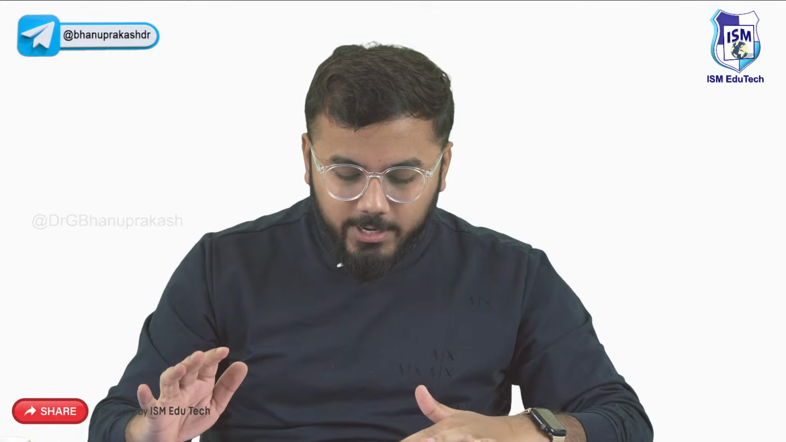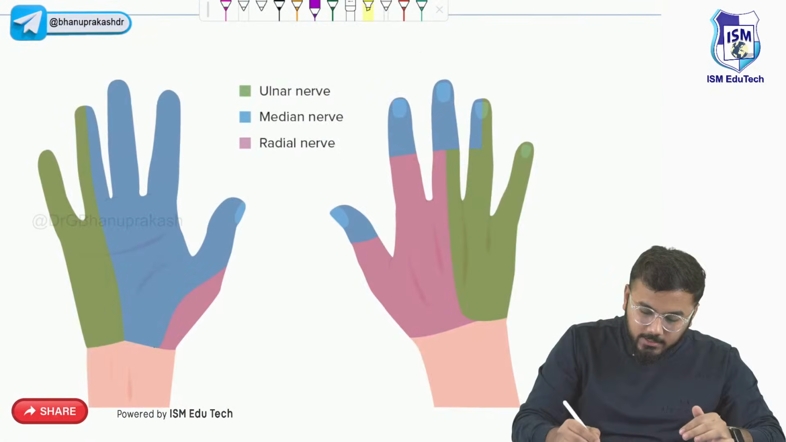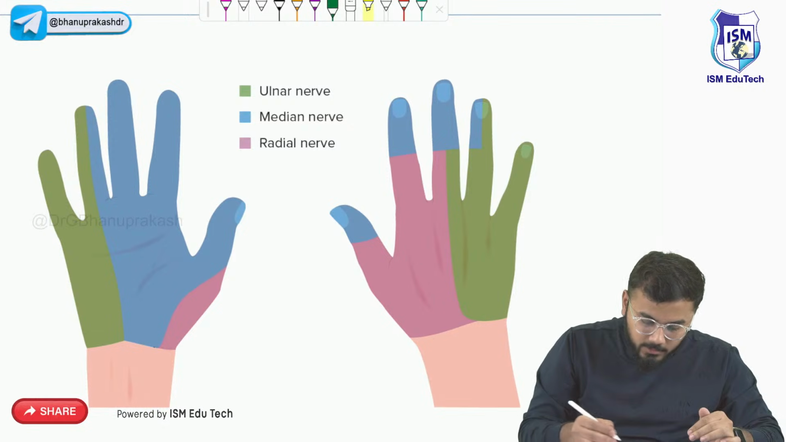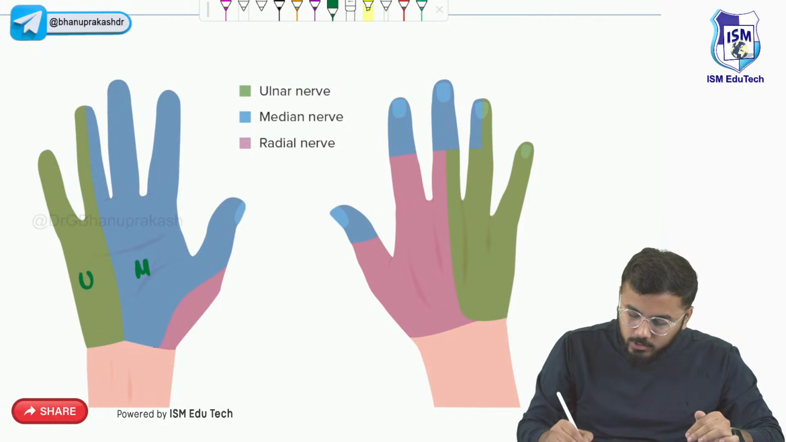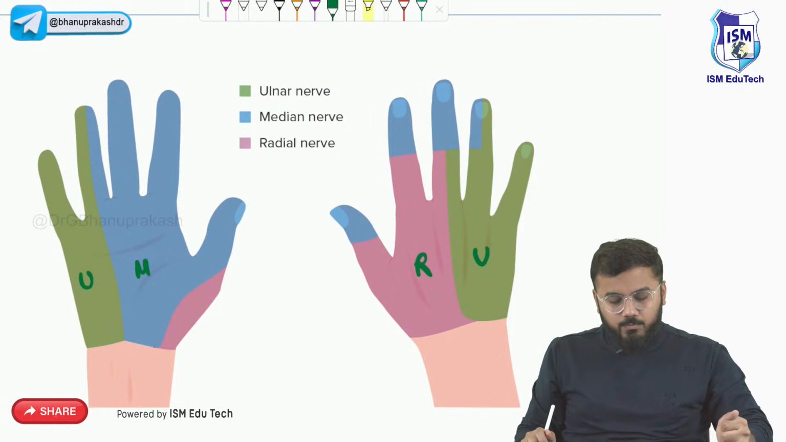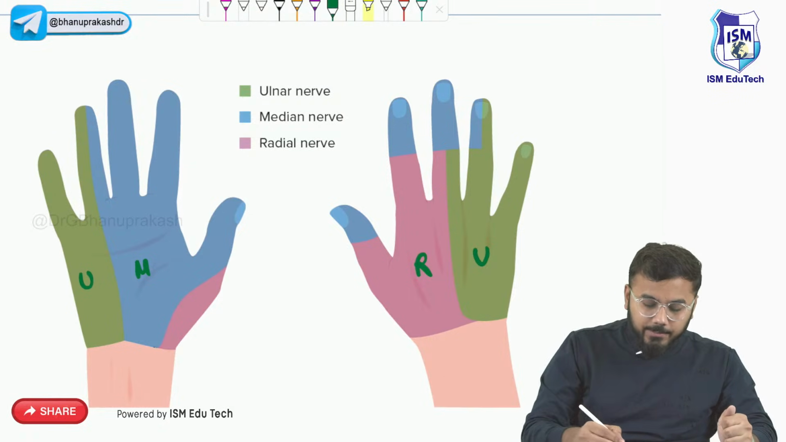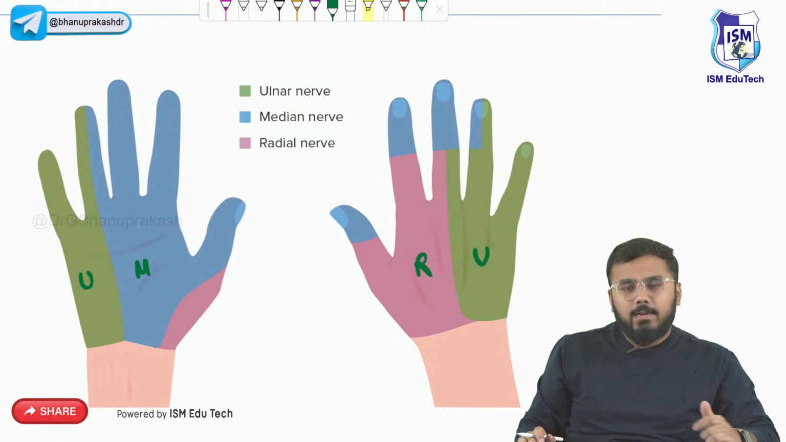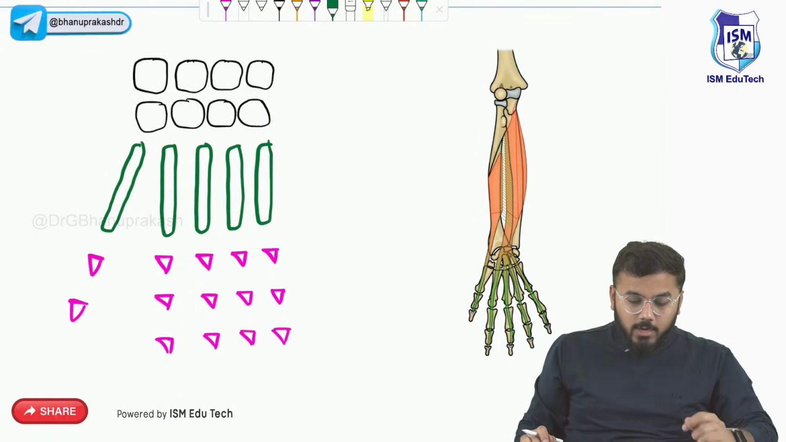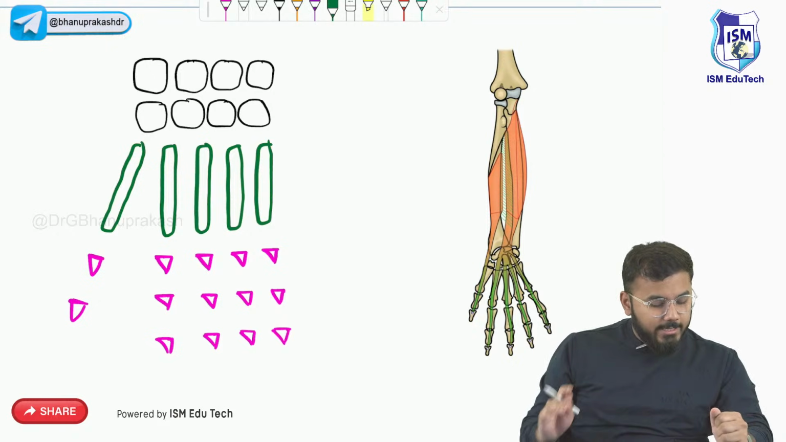Let us go on to the next important thing. What is that next important thing here? See here, the same thing is also given over here. So this is U, M, and on the back we have got R and we have got U. Okay, so if median nerve is compressed, only this blue area will be in trouble. Right. Let us go on to the next.